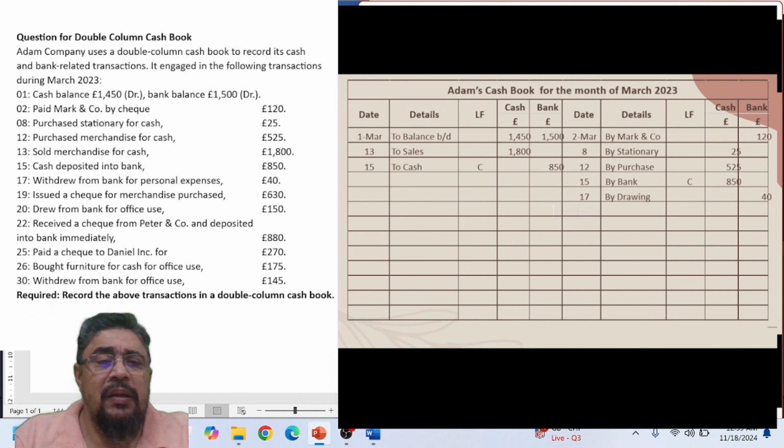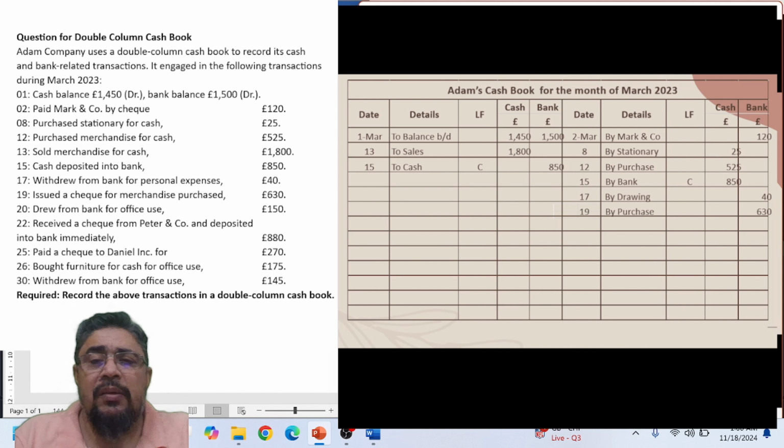Next, on 19th March, issue a check for merchandise purchase. Now we are purchasing the goods and we are paying by check instead of cash. So when we pay by check, we will record it on the credit side of the bank column.